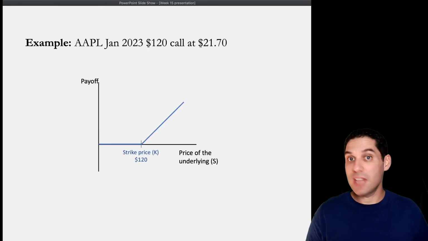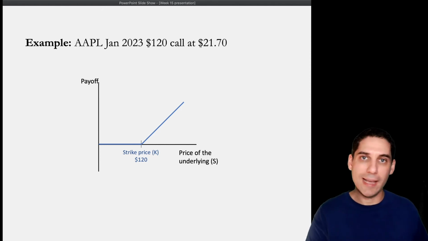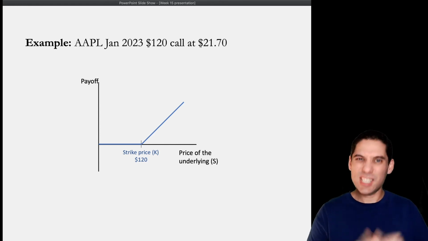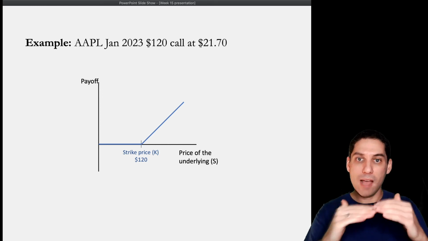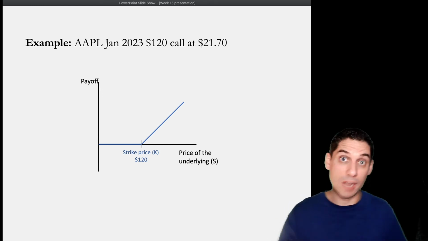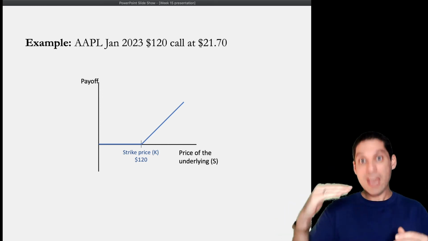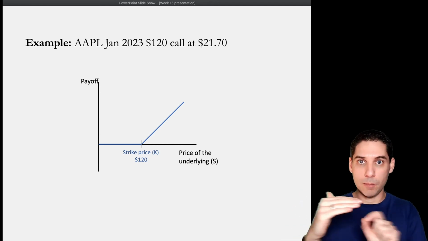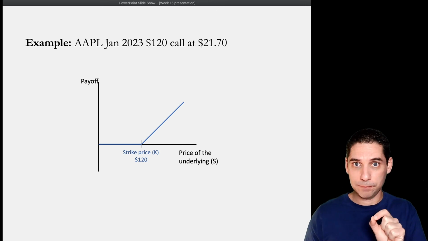The payoff diagrams are very important in options, so you should know how to draw the payoff diagram for a call option and a put option. Here we have the Apple January 2023 $120 call option, and the payoff is this asymmetric thing. On the x-axis we have the price of the underlying, say the Apple share price. The payoff depends on what happens to it. The strike price is fixed, right?